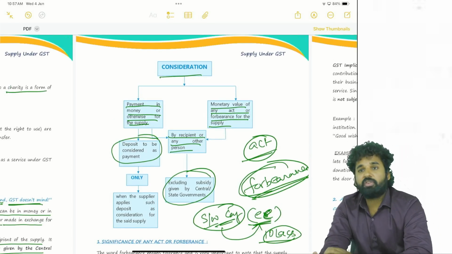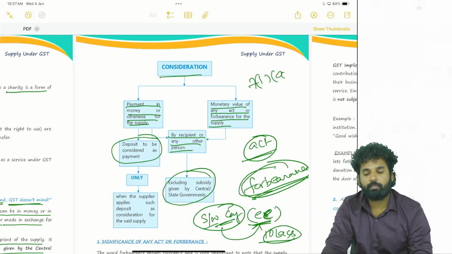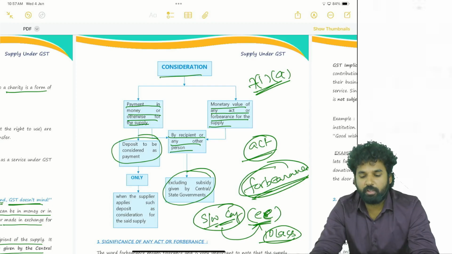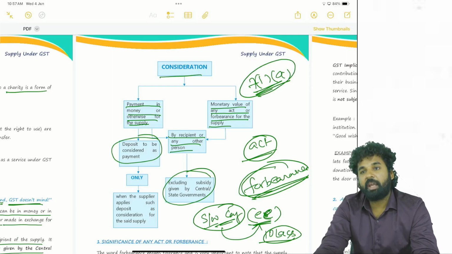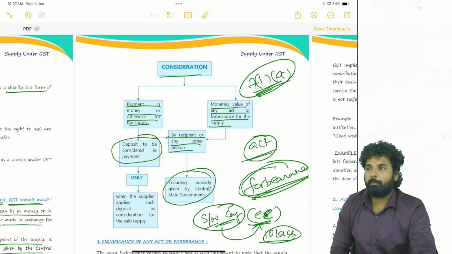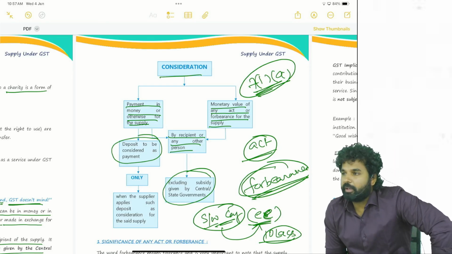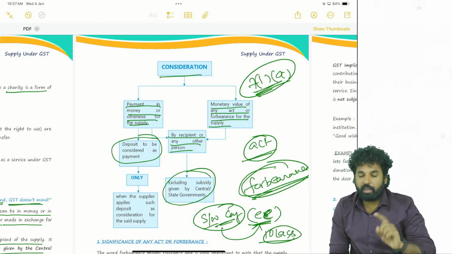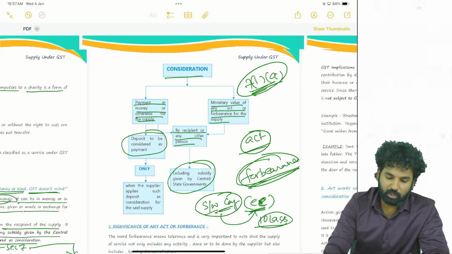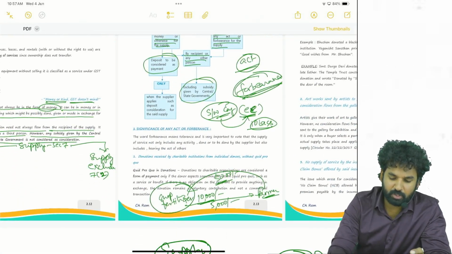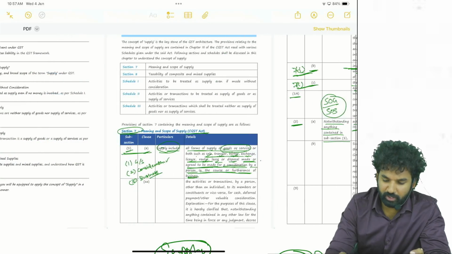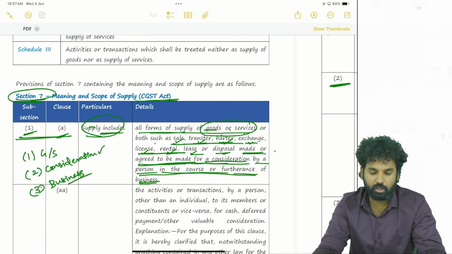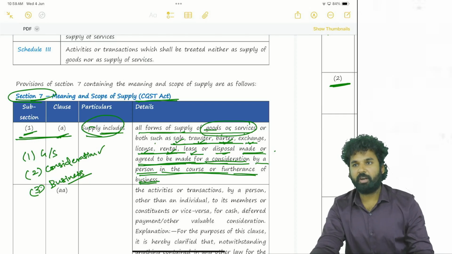Right. So here, if you see in section 7, subsection 1, clause A, you can find these words: made or agreed to be made. That means made or agreed to be made for consideration. See what they are telling, what is the exact wording there? Section 7 subsection 1 clause A: supply means all forms of supply of goods or services or both, such as sale, transfer, etc., made or agreed to be made for consideration. Made or agreed to be made.